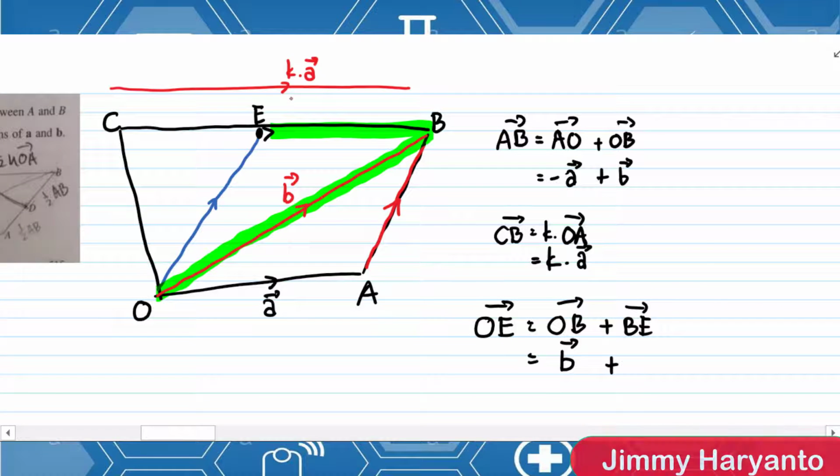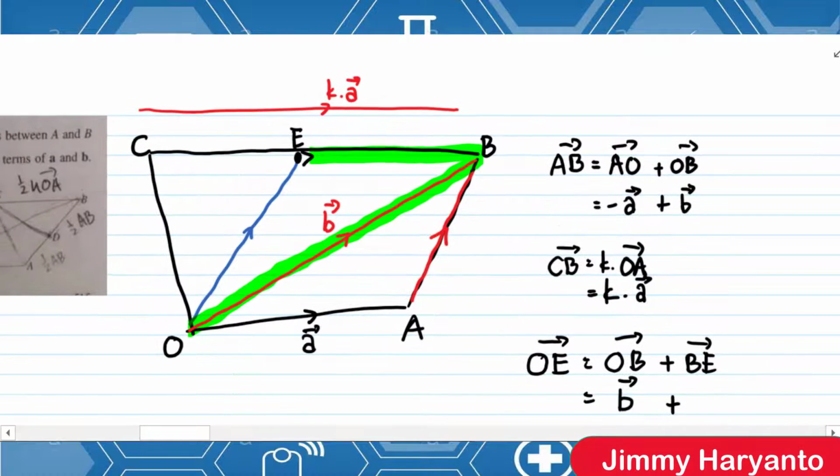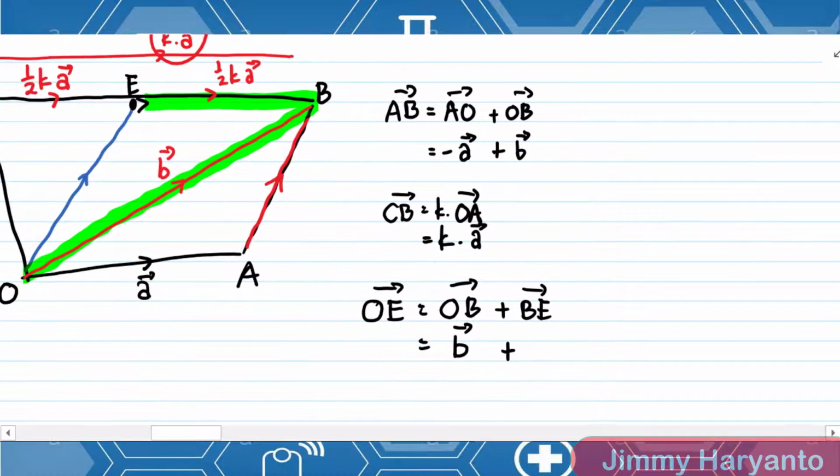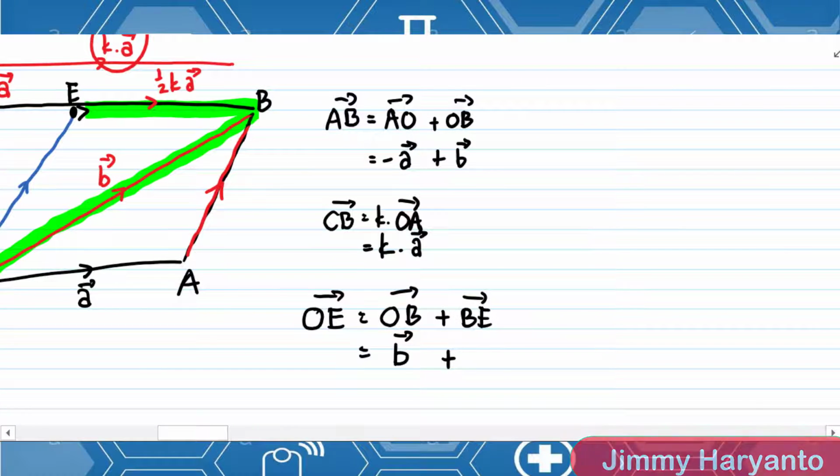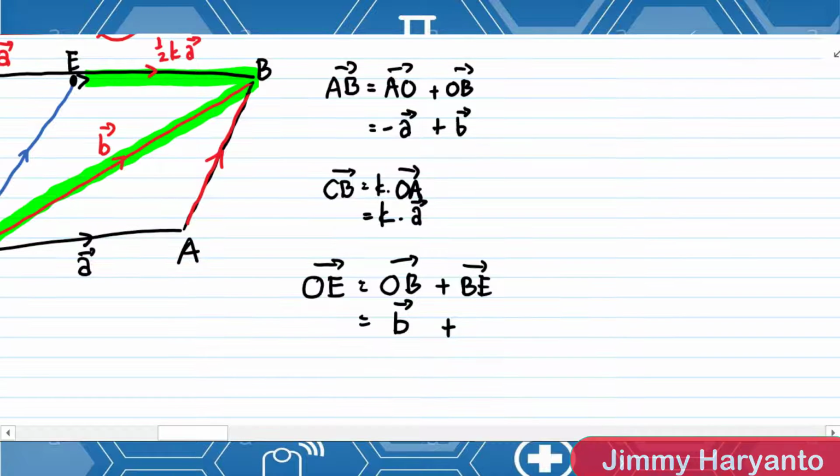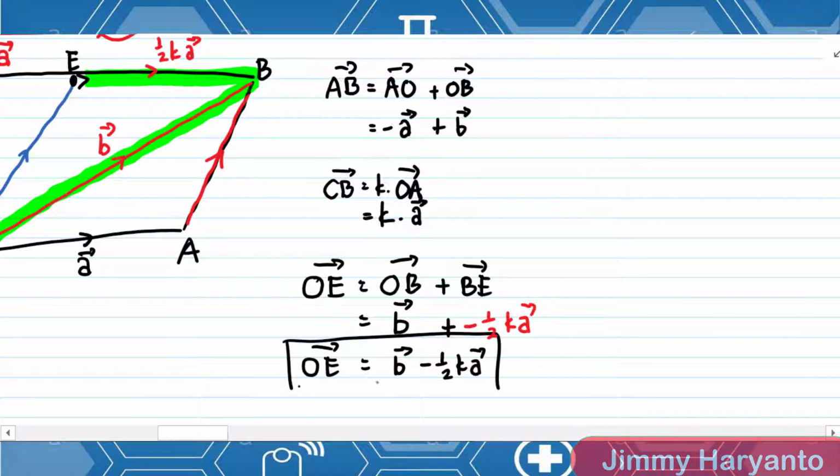Because E is the midpoint of CB, that means the K times A can be divided into two parts equally. So this one will be half KA, and this one also half KA. Okay, so we have EB now. EB equals half KA. That means BE is the opposite of EB, negative half KA. Therefore, we already have OE. OE equals B minus half KA. That's it. Okay, this is OE.